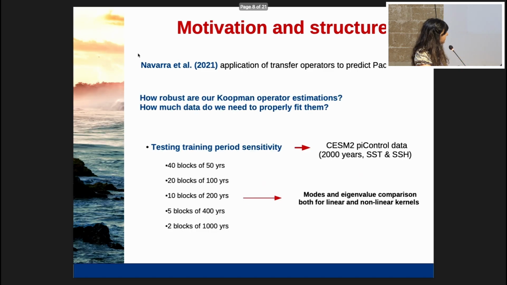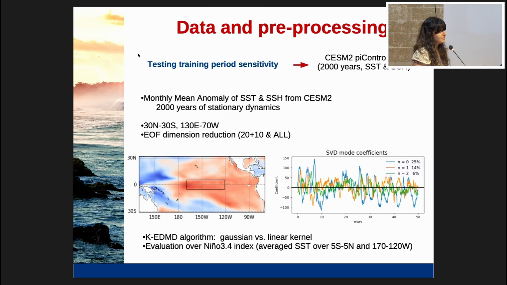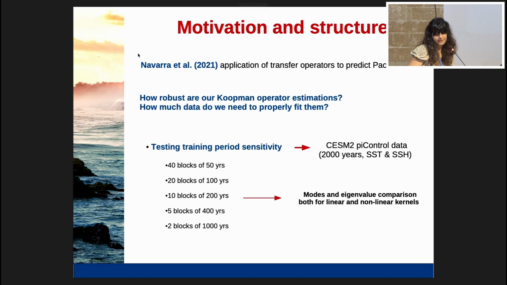We also suspected that we were facing some robustness issues in the estimates of the Koopman operator, and we were wondering how much data we need to properly fit these operators, because this is a problem in many data-driven or machine learning approaches. When you are trying to capture the nonlinearities, you need much more data than you need to fit just the linear part. So this was the motivation for a study testing the training period sensitivity, on how much data we need to fit these operators.